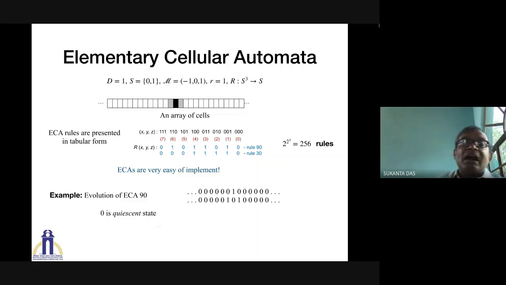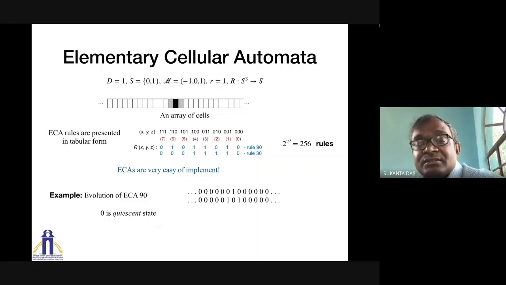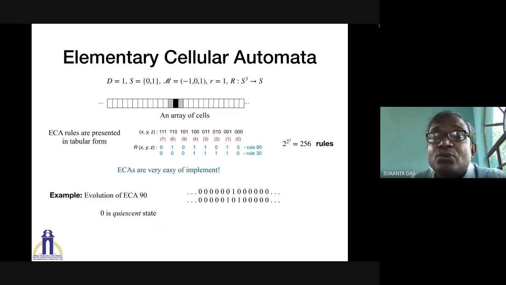Now, if I apply R everywhere, what will I see? This 1 becomes 0. Why? Because if the middle cell applies R, its input is 0, 1, 0: the left side state is 0, its own state is 1, and the right side state is 0. Go to the table and look at 0, 1, 0. It is 2, actually 0. R of 0, 1, 0 in the case of rule 90 is 0. So the middle cell becomes 0.